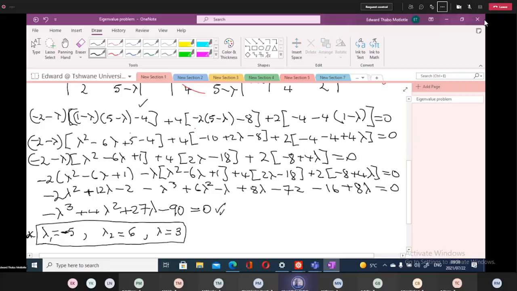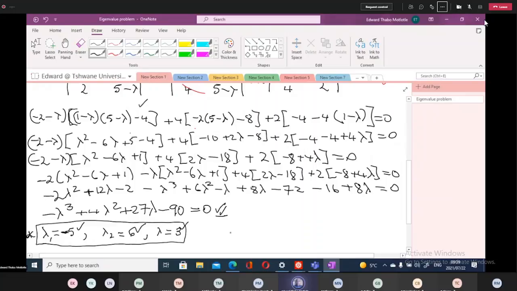So instead of using the factor theorem and remainder theorem, I just used my calculator. I went to mode and then chose equation number 5. After number 5, I chose 4. Then from there, I just substituted the coefficients, which are -1, 4, 27, and -19. From there, you can see that our eigenvalues are -5, 6, and 3.